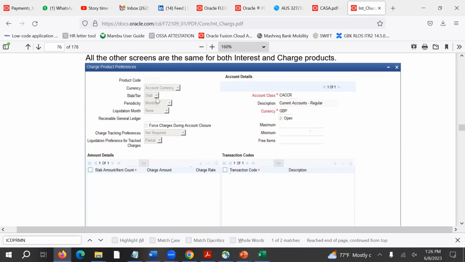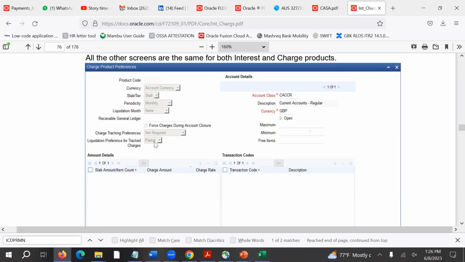Slab or tier basis will come. Periodicity, whether monthly, weekly, daily. And liquidation month, whether it is month end or from the account opening period, whatever it is. And this is something maybe new for newcomers. If I want to charge, but the customer account does not have funds, what am I supposed to do? So what system does is you can give an option: if customer does not have funds, leave it, or I want to put it under track, and whenever he gets a credit, then I will recover it. So that option I can give.